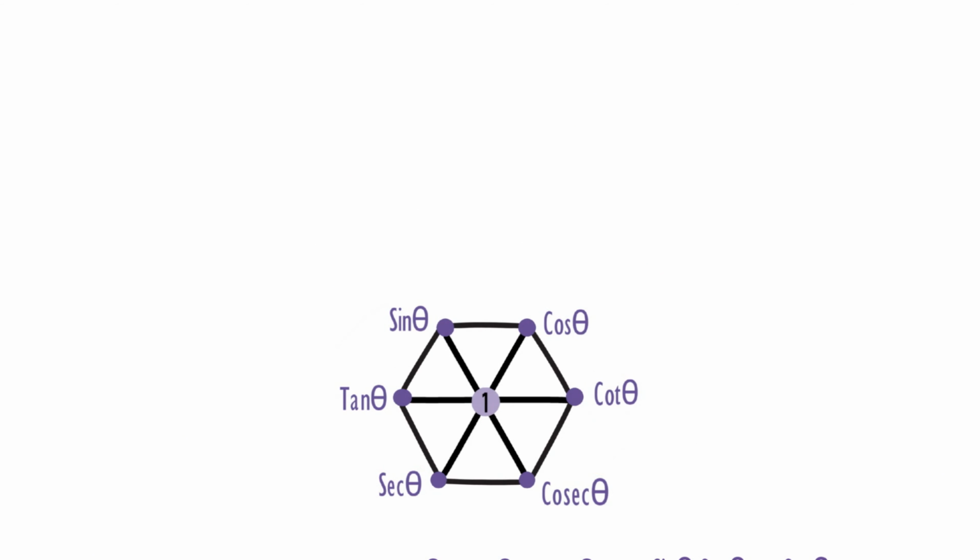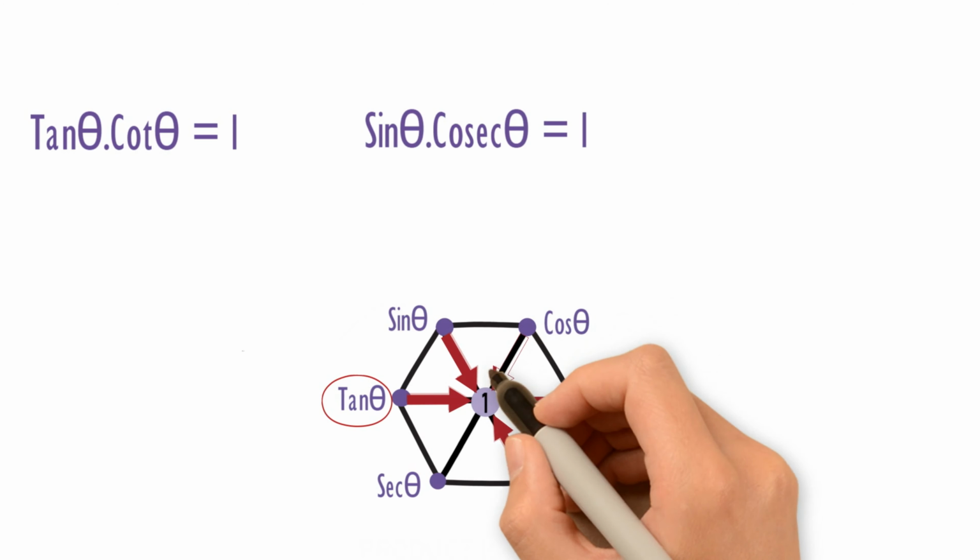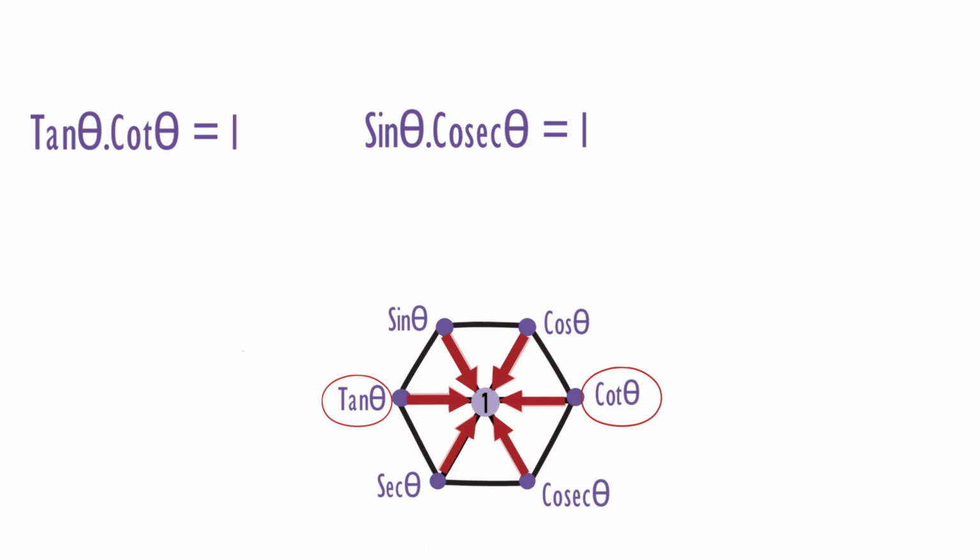Also, if you look at tan theta and cot theta, the function between them is 1. Hence, tan theta into cot theta equals 1. Similarly, sin theta into cosec theta equals 1 and cos theta into sec theta equals 1.